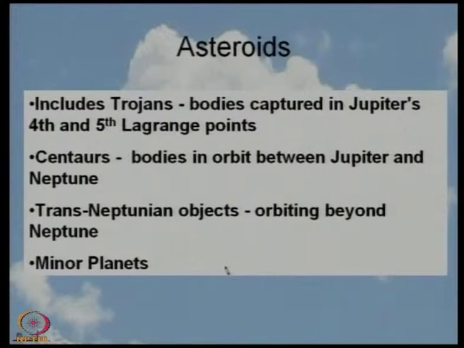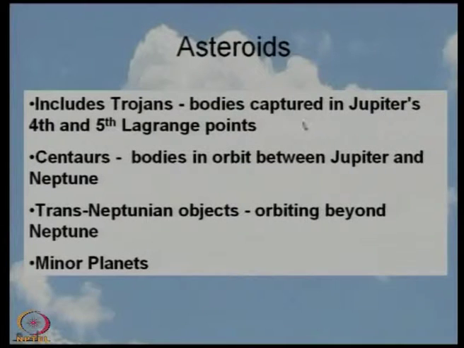Now, the asteroids include a very interesting class of objects called the Trojans. So, there are Trojan asteroids. Let me tell you what a Trojan asteroid is first. A Trojan asteroid is captured in Jupiter's 4th and 5th Lagrange points. Let me spend a little time discussing what we mean by this.